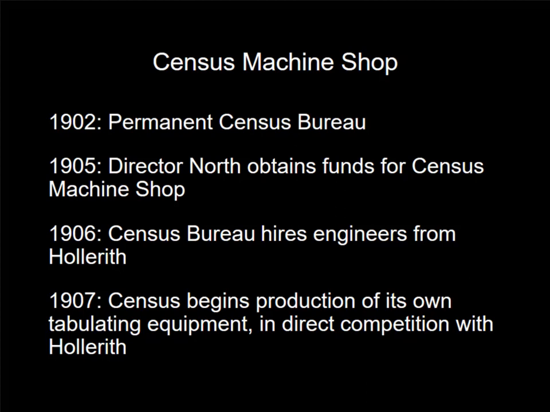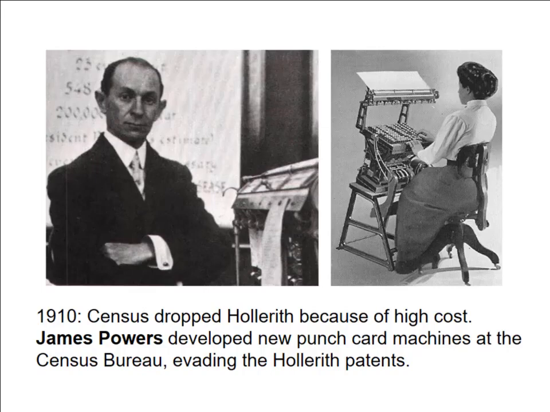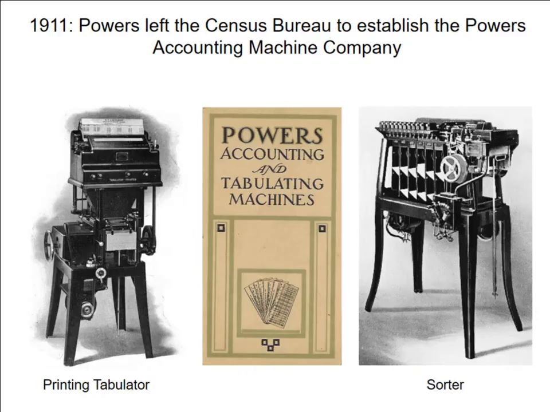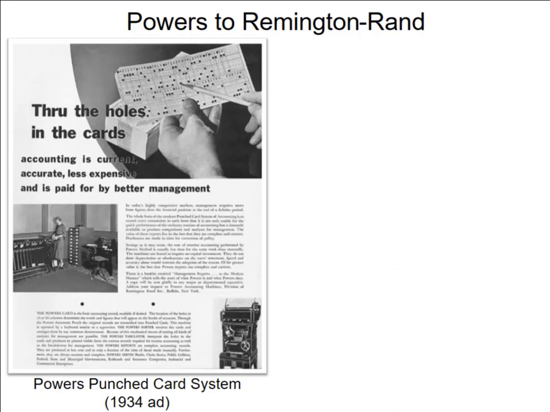The patents for Hollerith's original machinery were going to expire in 1906, and so the Census Bureau decided to go into direct competition with Hollerith and make their own equipment. And to do this, in addition to a bunch of engineers from the Hollerith company, they hired this guy, James Powers, and he developed new punch card machines at the Census Bureau, evading the Hollerith patents. They did the 1910 census, then he left in 1911 and established the Powers Accounting Machine Company.